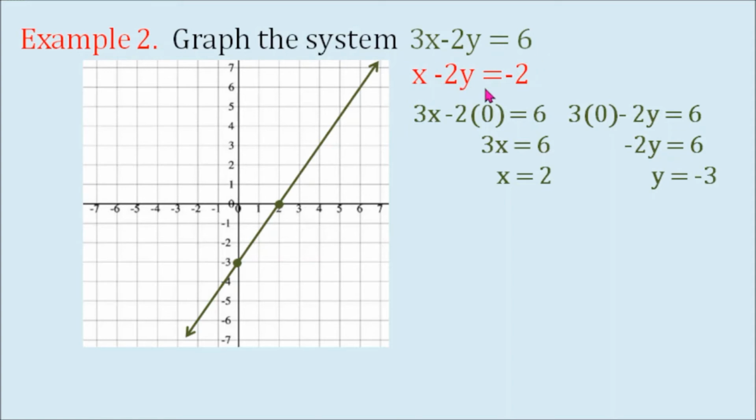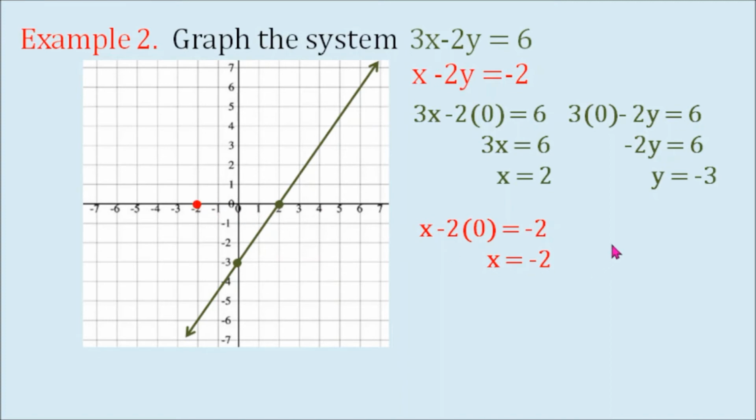And let's graph the second equation. We are going to find the x-intercept first. The x-intercept is the value of x when y is 0. So we are going to substitute this y here with 0. So we have x minus 2 times 0 equals negative 2. And of course, negative 2 times 0 is 0, so we have x equals negative 2. So x equals negative 2 is here.